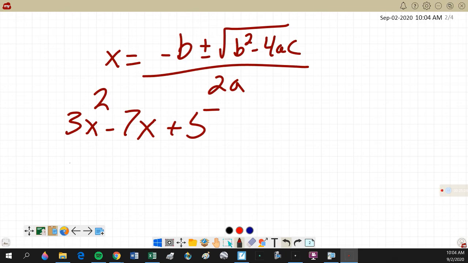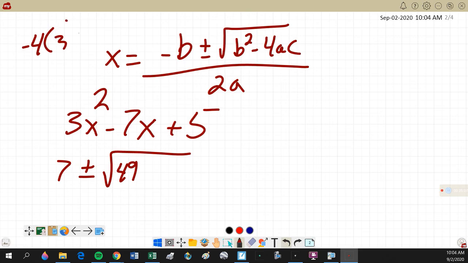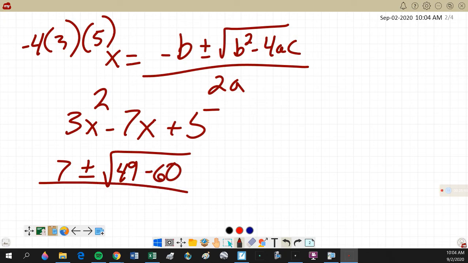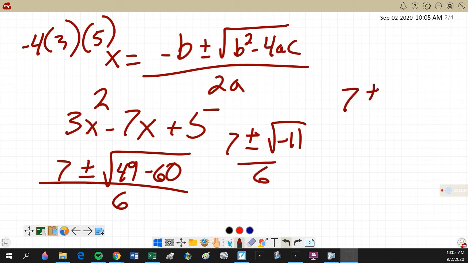So the opposite of b is 7 plus or minus the square root of, and I recommend you do it this way, 7 times 7 is 49, and then negative 4 times 3 times 5 is negative 60, over 6. Okay, so 7 plus or minus the square root of negative 11 over 6, which gives me 7 plus or minus i root 11 over 6.